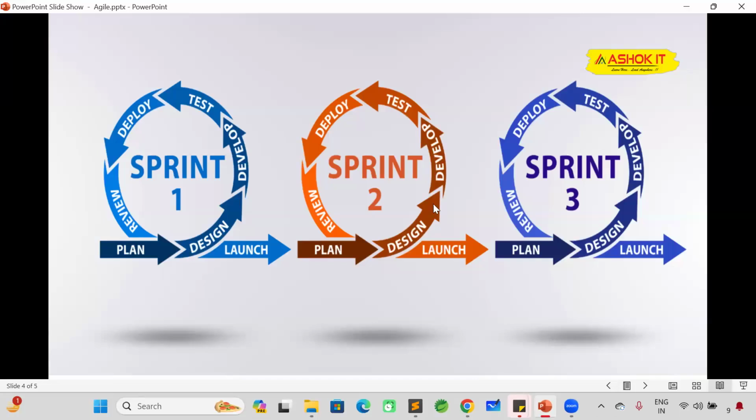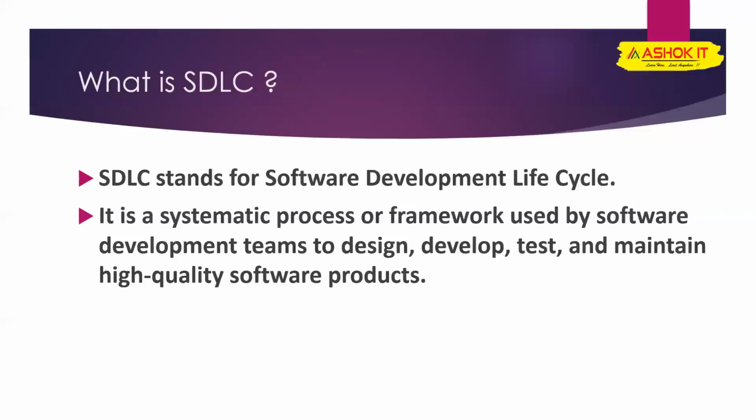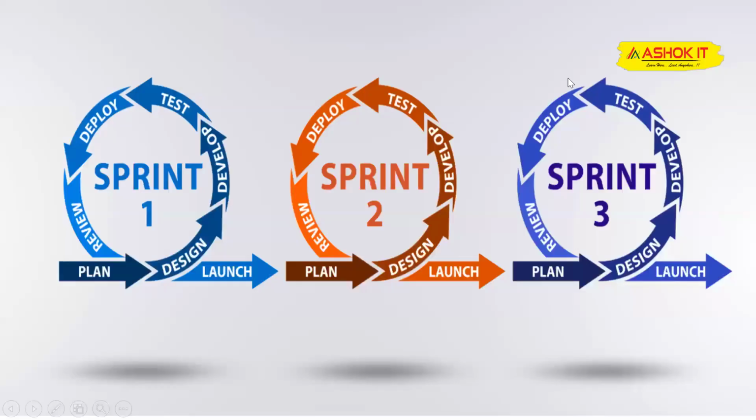Client has given 100 requirements for us. I don't develop all the 100 requirements at a time. First, I will take the 30 requirements which are very critical for the client. I will plan them, I will design, I will develop, I will test, I will deploy, I will review, I will deliver. So we are not going to develop the whole application here. We are going to deliver some functionalities in the application as one sprint to the client.